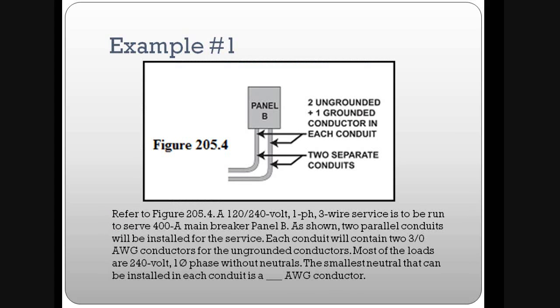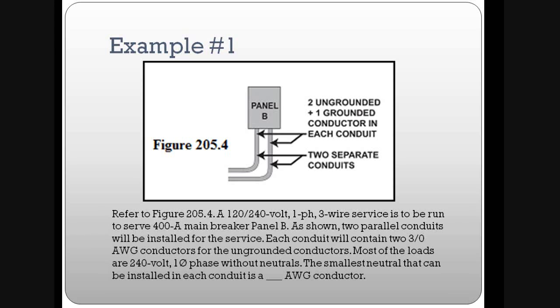Okay, let's look at our first example here. One of our examples talks about a panel that has a 400 amp breaker. A couple of parallel conduits feed it, each with two 3/0 conductors for the ungrounded conductors. Most of the loads are 240 volt without neutrals. What's the smallest neutral that can be installed?